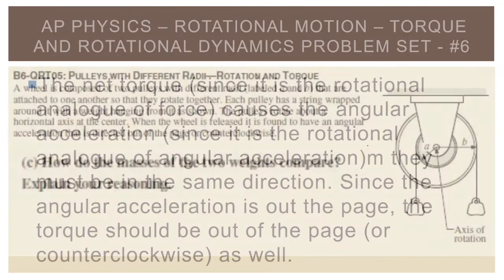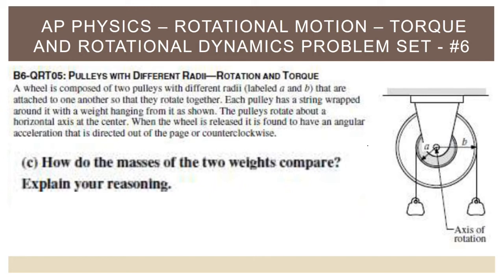And that brings us to part C. Now, as I mentioned here at the top of this problem, once I saw part C and it said, how do the two masses of the two weights compare? I realized, oh, assuming the masses are the same or recognizing that they may not be the same is a key to this problem. And so keep in mind when you're answering this question, we've already been given a lot of information about A, how this wheel is moving, and B, why this wheel is moving the way it's moving.